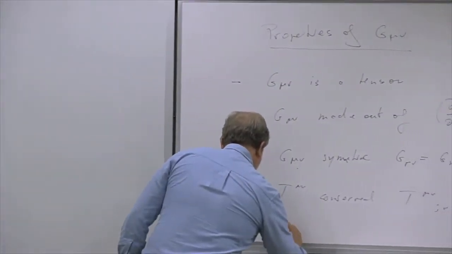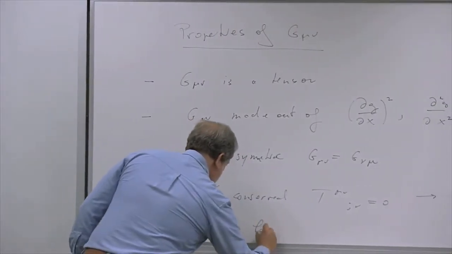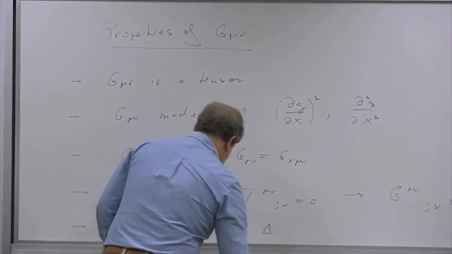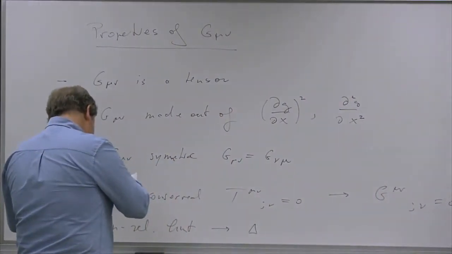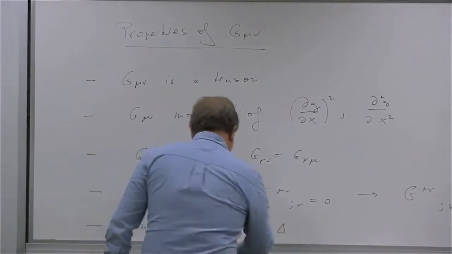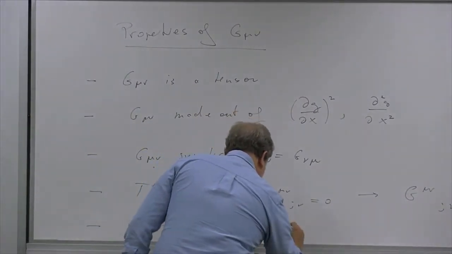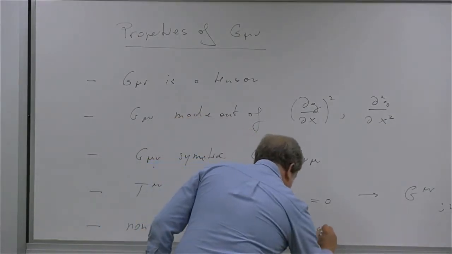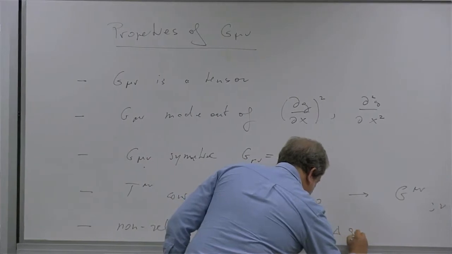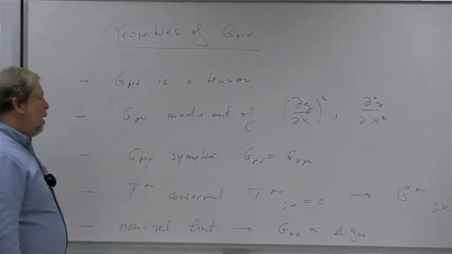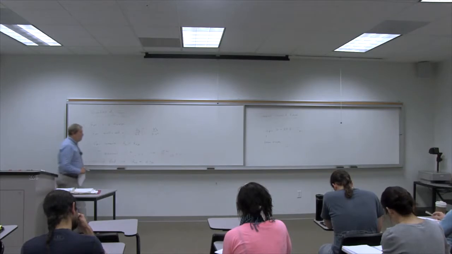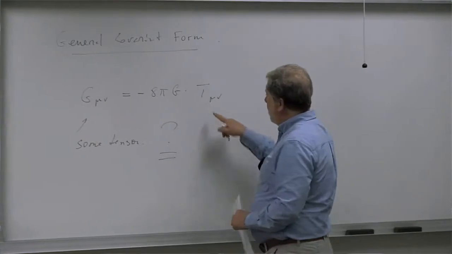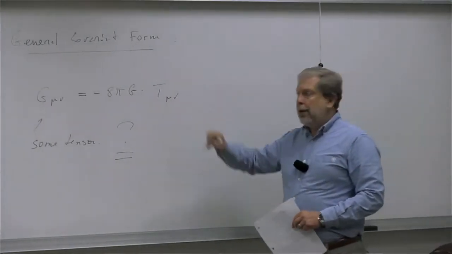So in the non-relativistic limit, we should get back the equation for the Laplacian of phi, or we can write it in terms of the G naught naught. In fact, we can simply write that the G naught naught is going to be proportional to the Laplacian of the little g naught naught. So if we look just at the naught components, then this has to reduce to Newton's equation. Now remember that the T naught naught is just rho.